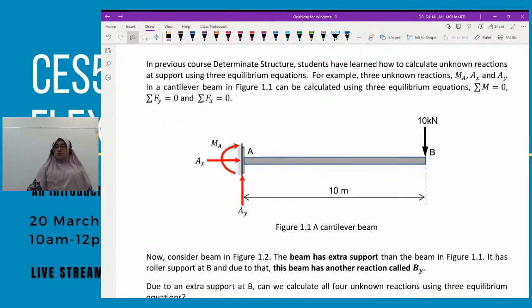Okay, so I have explained this, using the previous example I gave to you. This is a cantilever beam where we have 3 unknown reactions at the fixed support A. We have MA, we have AX, and we have AY. This beam is subjected to a point load at B, 10 kilonewton. So we can calculate these reactions.